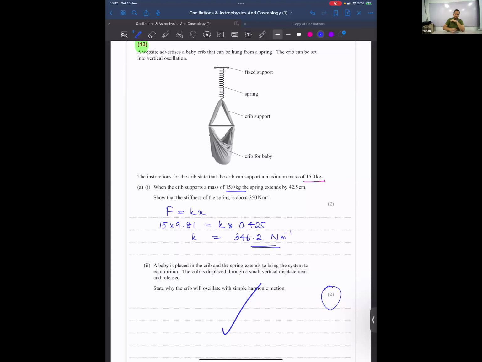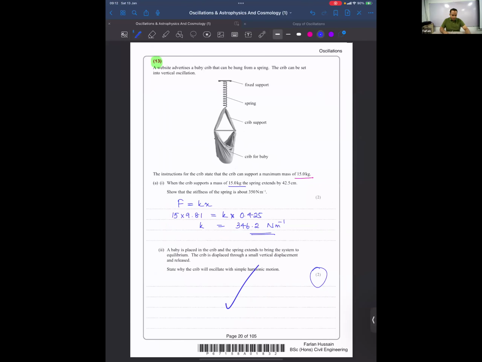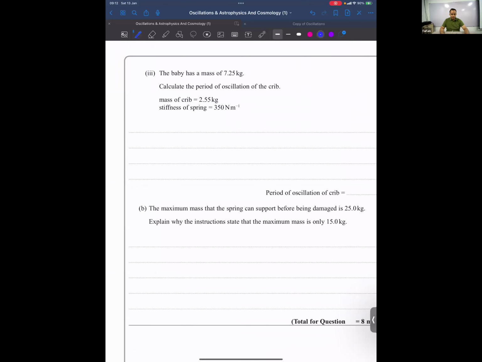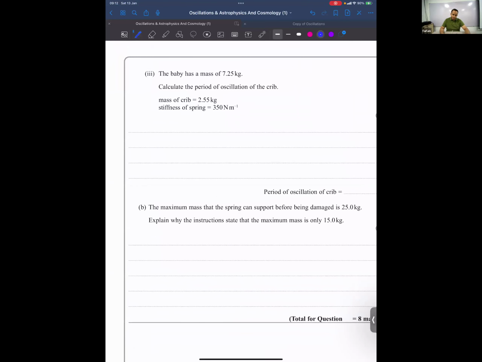Right. The baby has a mass of 7.25 kilograms. Calculate the period of oscillation of the crib. Mass of the crib is 2.55 kilograms. The stiffness of the spring is 350 newtons per meter. So guys, the time period is given by what for a spring? T equals 2 pi square root of m over k, is it?